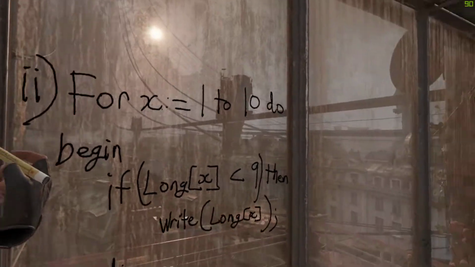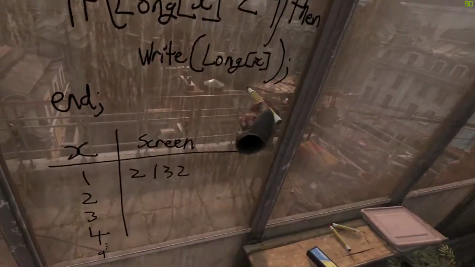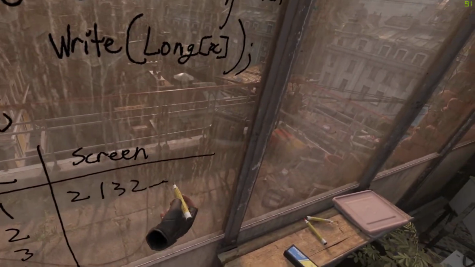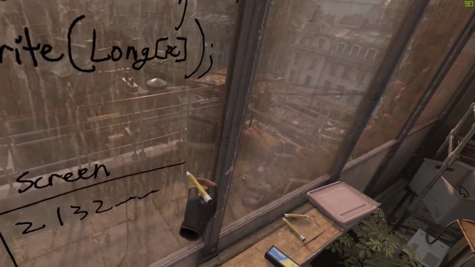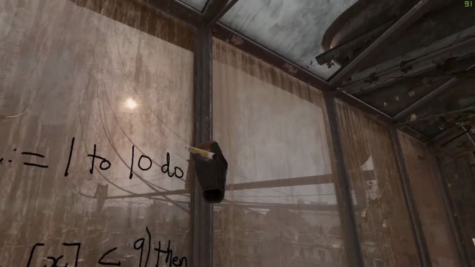And then we do the last one, long location 10, which is 1. 1 is less than 9, so we print out 1. So on the screen we'll get all these numbers except 9, stopping with 1. All right, so this here is the answer.